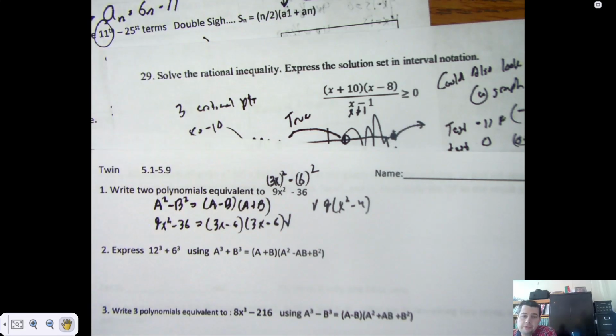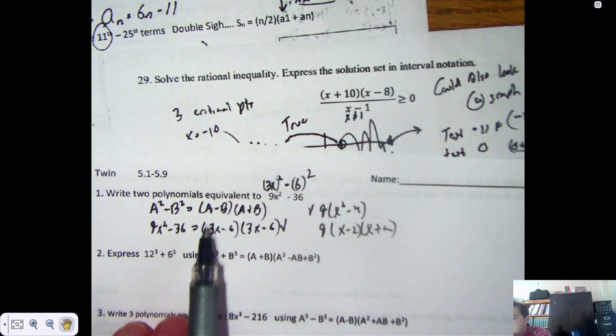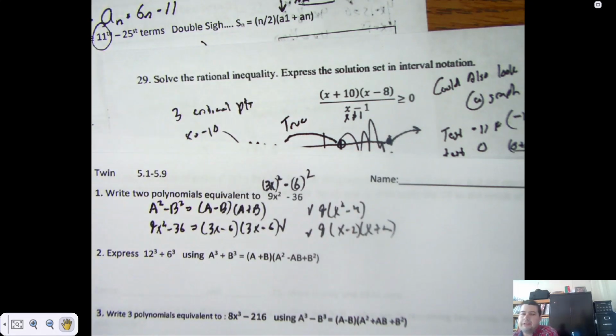It just says write two. But you need to know how to do all of them because it'll be multiple select, and I'm only going to give you two of them. You'll choose two. 9 times x squared minus 4 is 9 times x minus 2 times x plus 2, because it's the same pattern as that. So there are actually three different ways you can rewrite that thing that are equivalent. And that's what it's about, equivalency.